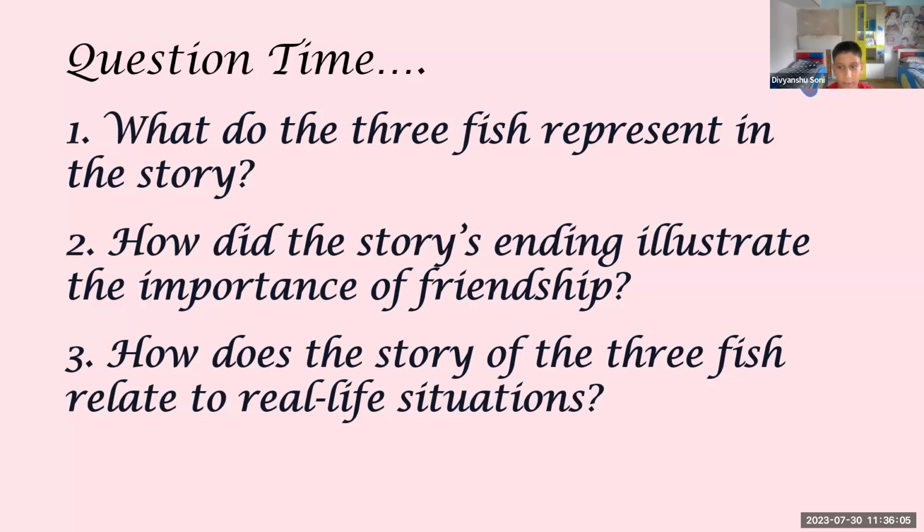The three fish represent in the story that we should cooperate with each other no matter how dangerous the situation is. Okay. Any other answer for the same question? Ma'am, I disagree with Divyanshu. Yes, dear. Okay, tell me. Ma'am, the first two fish were representing kindness, loyalty and teamwork, while the last fish was representing selfishness and foolishness because he was not agreeing with the others.